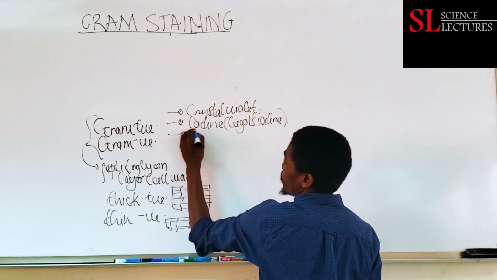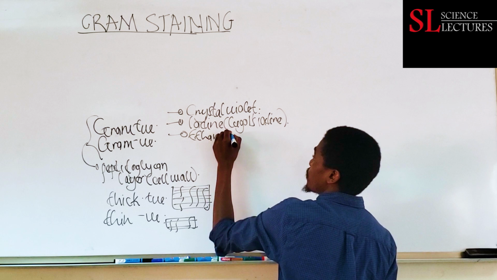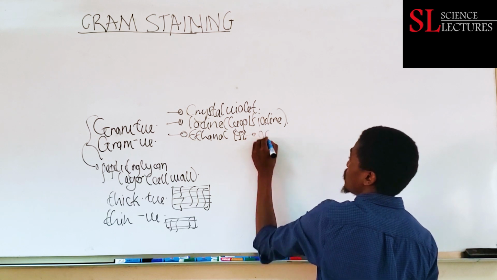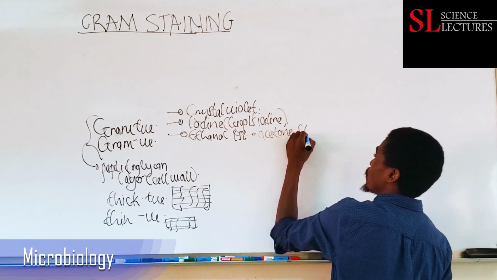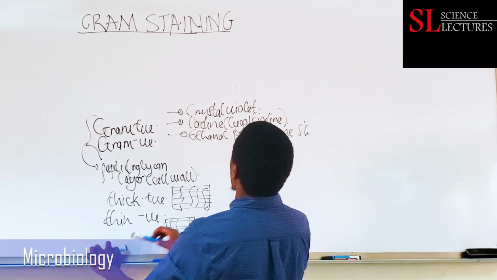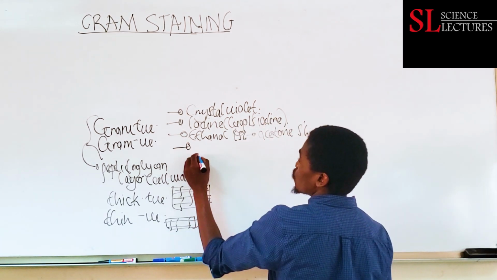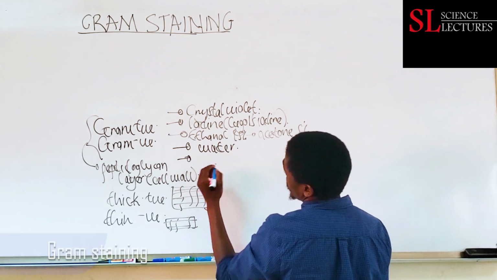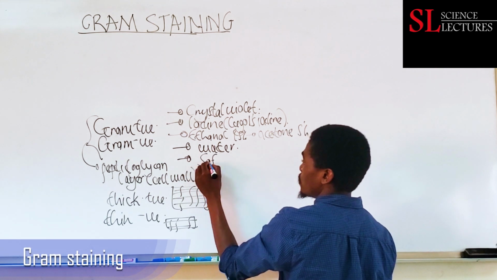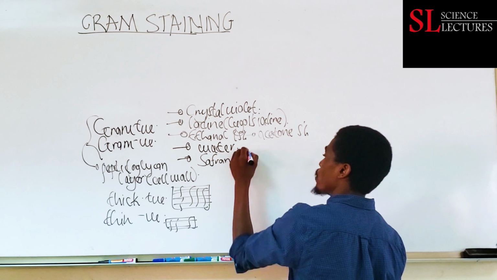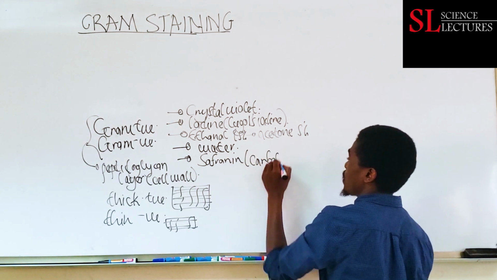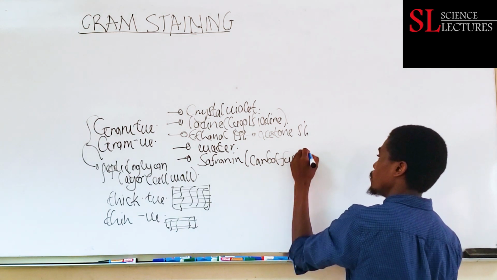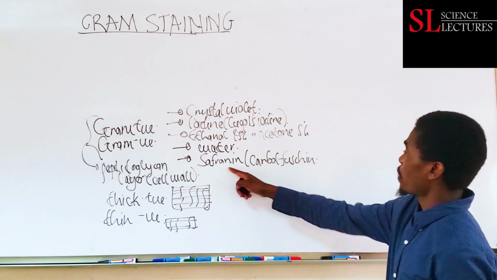We need ethanol of a high concentration, that is 95% ethanol. Then we also need acetone, 5% acetone. Then, of course, we need water. Then we can have other stains like safranin, or carbol fuchsin as a stain. These will work as the secondary stains. Safranin or carbol fuchsin.